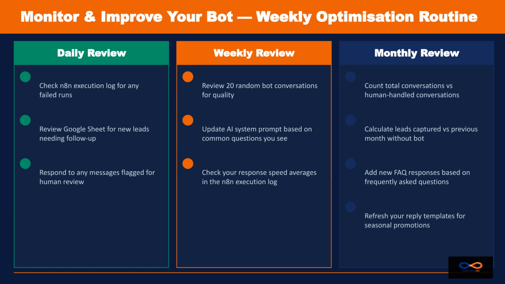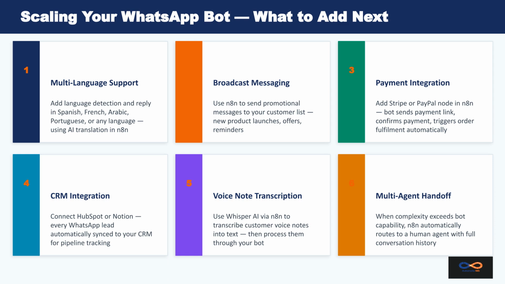As your business grows, here are the 6 most valuable additions to your bot. Once your base bot is running, these 6 additions transform it from a simple autoresponder into a full business communication platform. Multi-language support opens your business to customers in any country: Spanish, French, Arabic, Portuguese, or any language your audience speaks. Broadcast messaging lets you send promotional campaigns to your entire customer list through n8n.